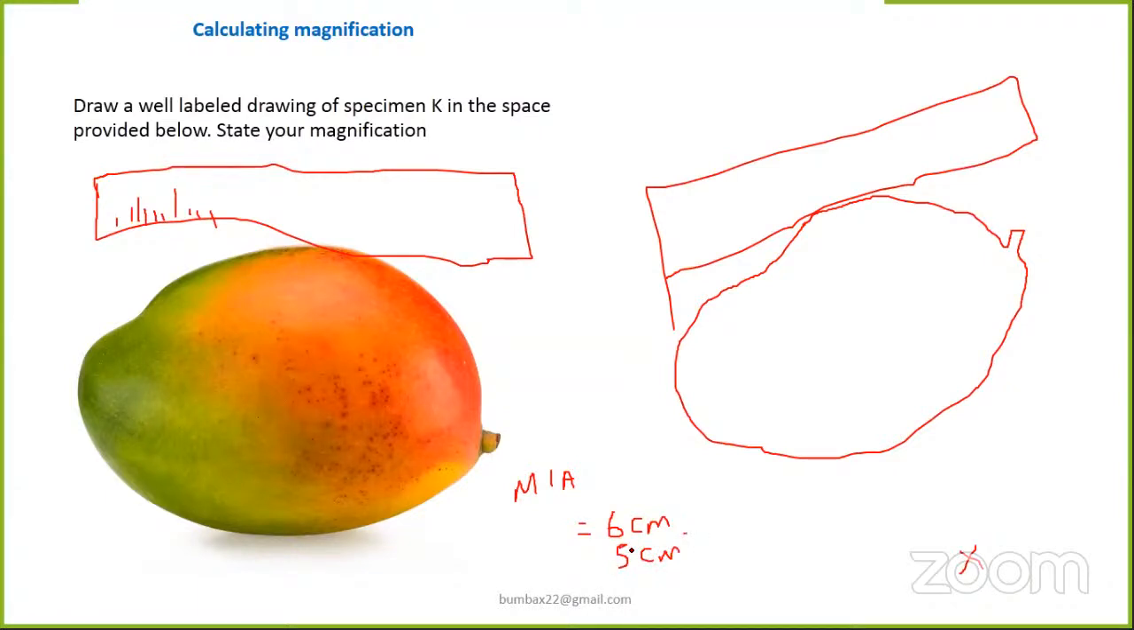So you divide 6 by 5, you get 1 point something. Let's say 1.2, but normally we leave out these small points and then we just take the whole number. So you come here and you put times 1. That's how we calculate from the drawing.